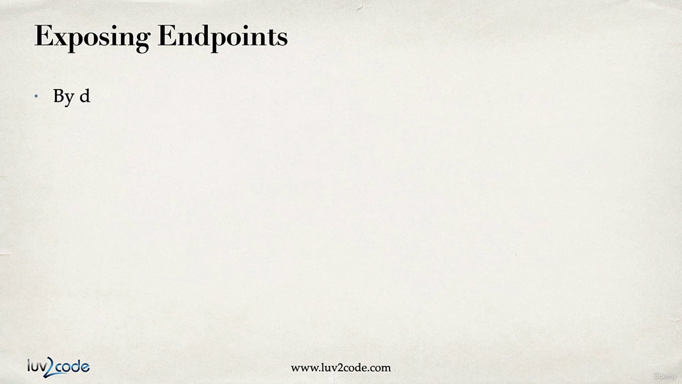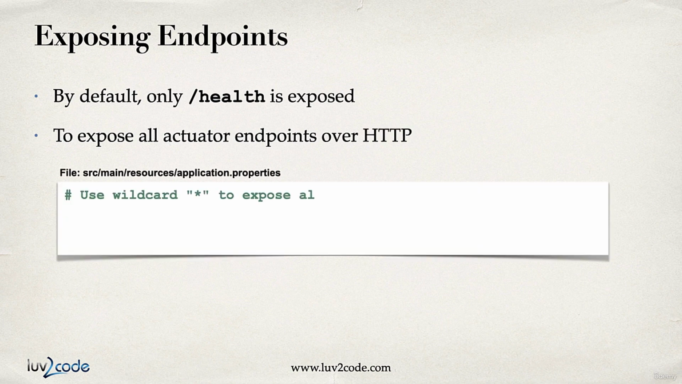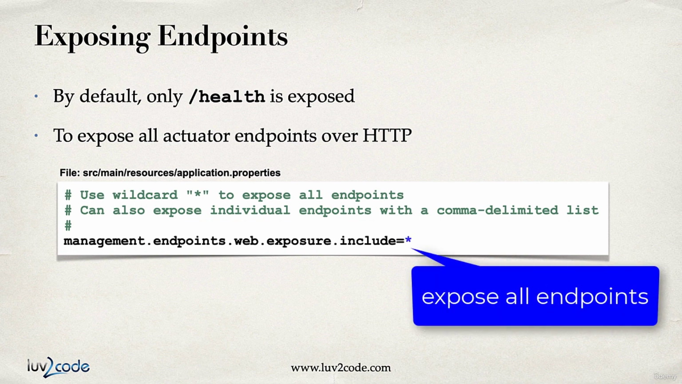All right, now by default, only the /health endpoint is exposed. If you want to expose all of the Actuator endpoints over the web, then you simply make this entry here in your properties file. So in application.properties, we can make use of the wildcard to expose all endpoints. We can also expose individual endpoints with a comma delimited list. But for right now, we'll use the wildcard. So I'll say management.endpoints.web.exposure.include equals star. So this given entry here will expose all of the Spring Boot Actuator endpoints over the web.